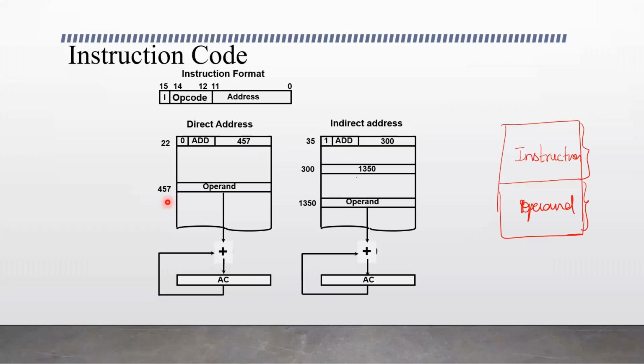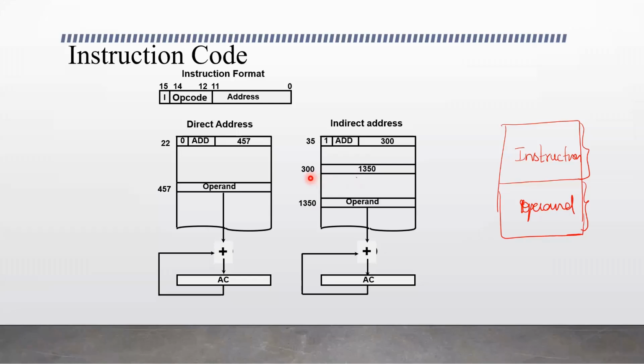And indirect address. Here you see at location 35 we have this instruction code, where the operation is add and the address mode I is 1 here. So it says that the address here is not a direct address, it is indirect. So what is indirect address? The address field will have the location where the effective address of the operand is stored. The operand is stored at location 1350.